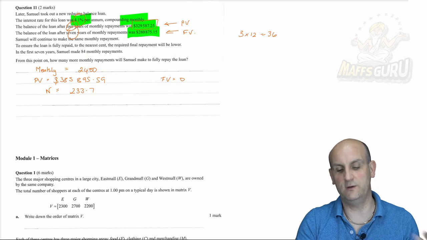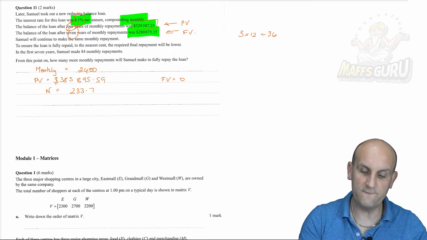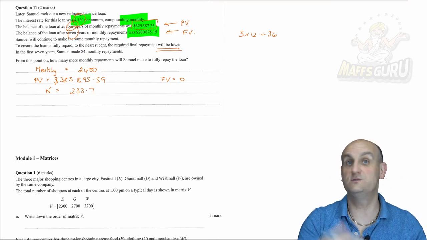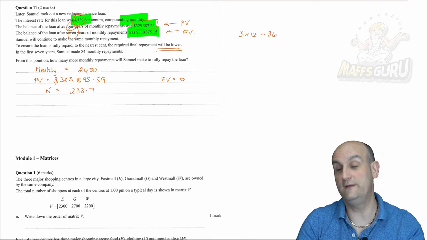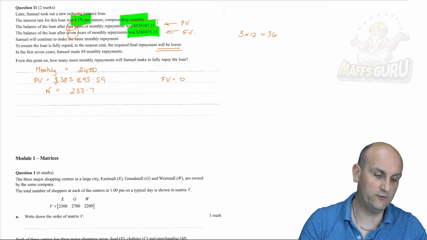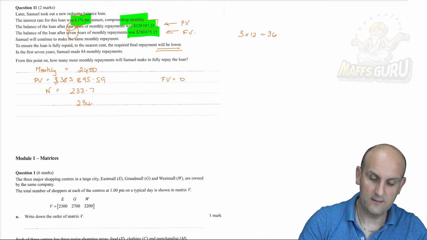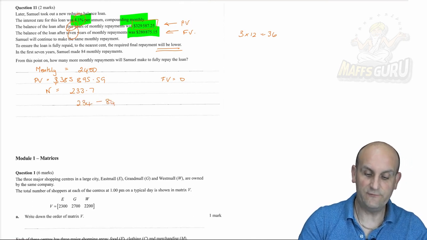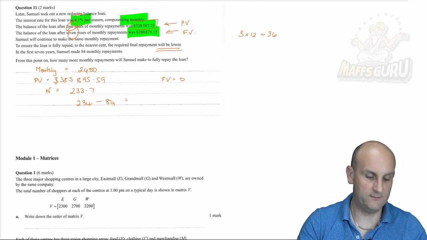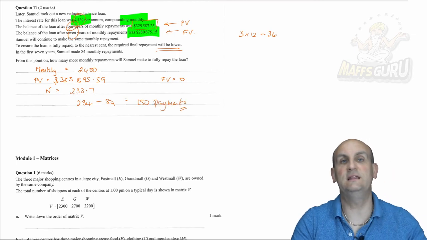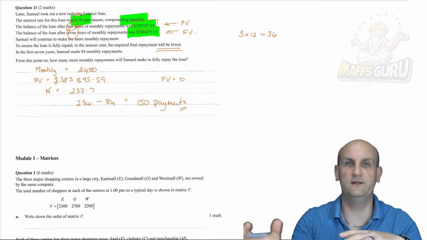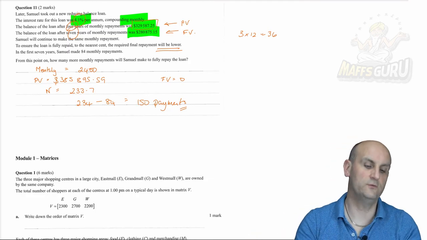Now, obviously, we can't make 233.7 payments. It wants my final payment to be lower. This was a bit of a trick to the question. So what they were saying was, well, okay, we've got to do 234 payments, minus the 84 that they'd already made. And because the question said how many more monthly payments, that gave me 150 payments. All right, this question was funky in the fact that it sort of changed conditions. It wanted three different things. You work this out, but it's all down to comprehension.